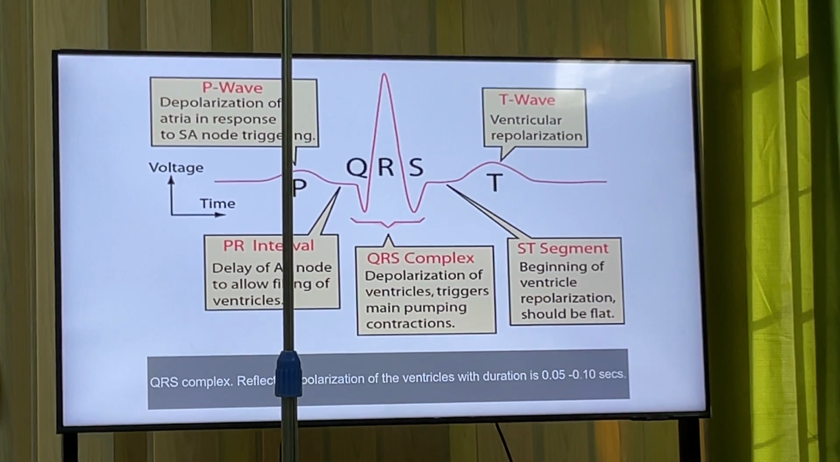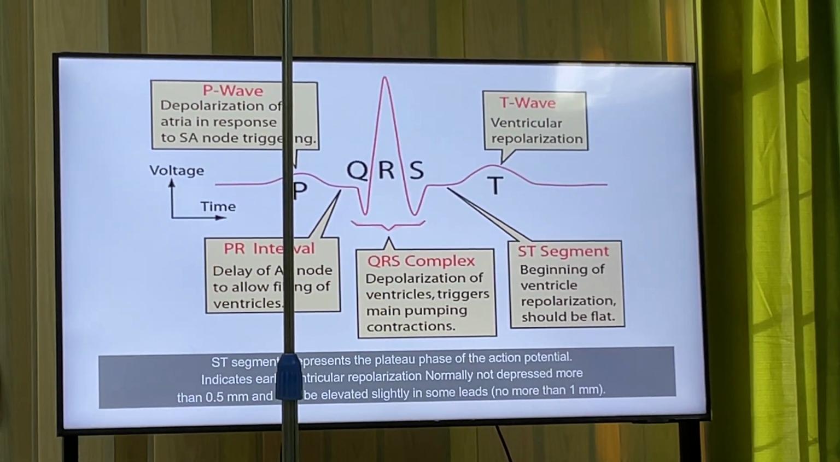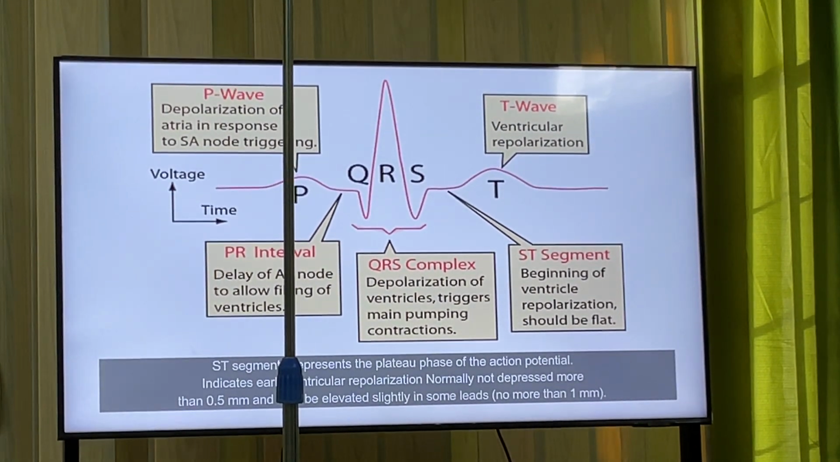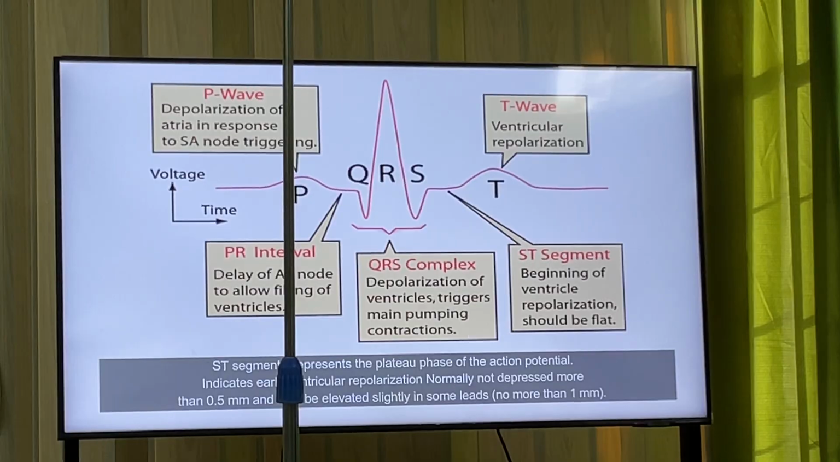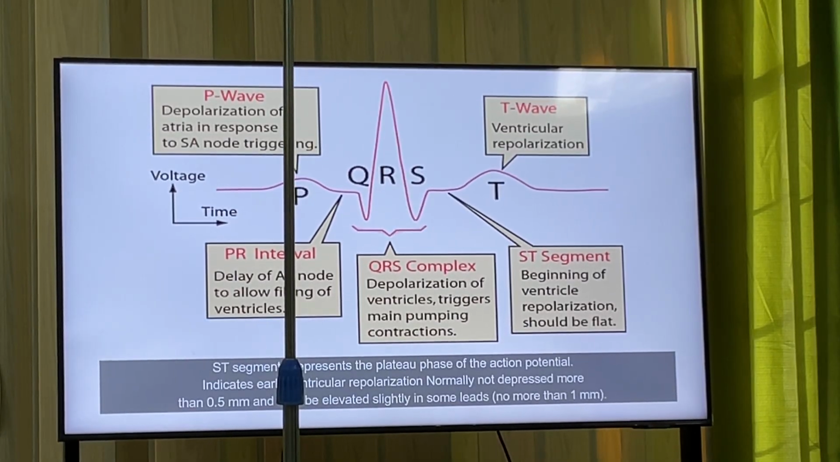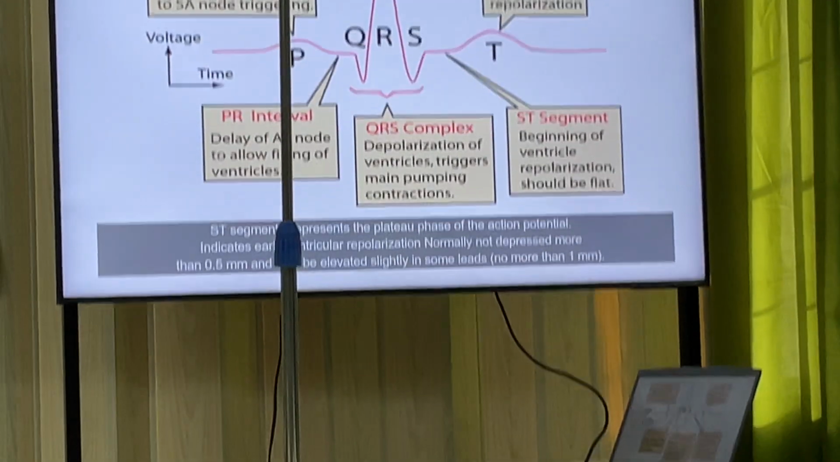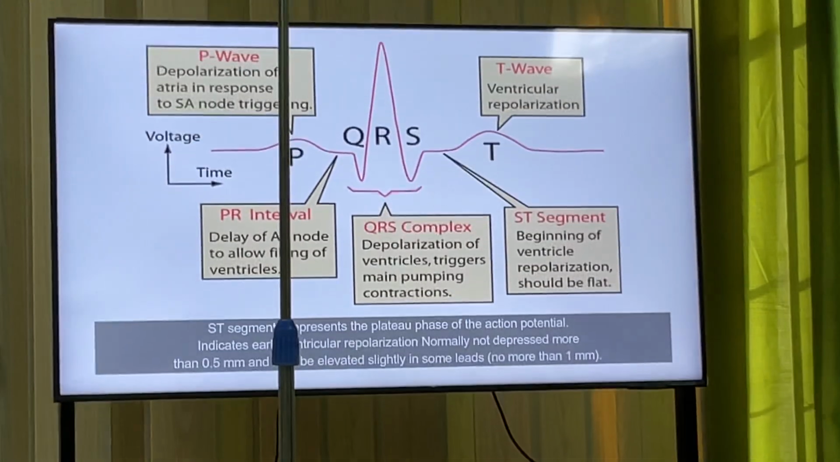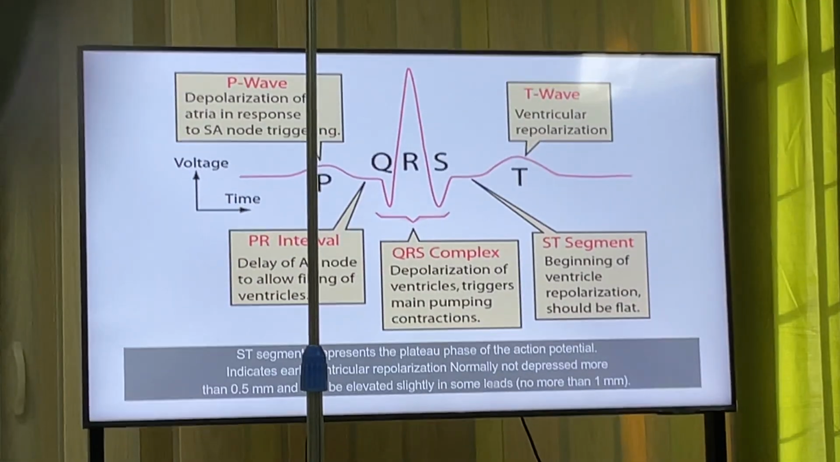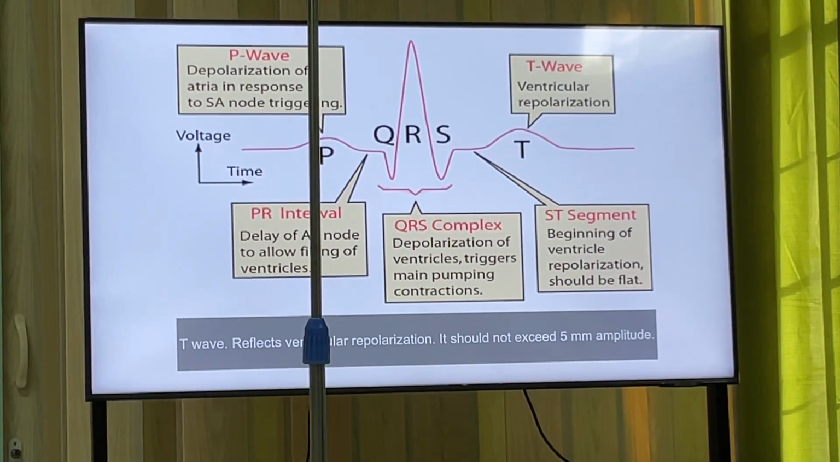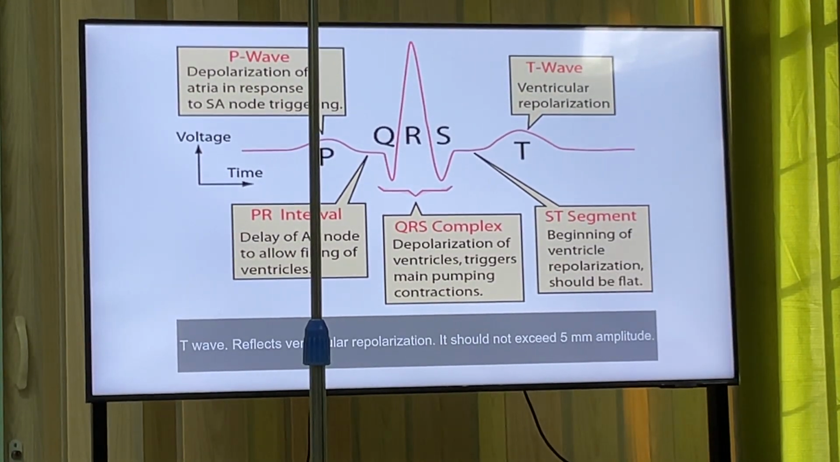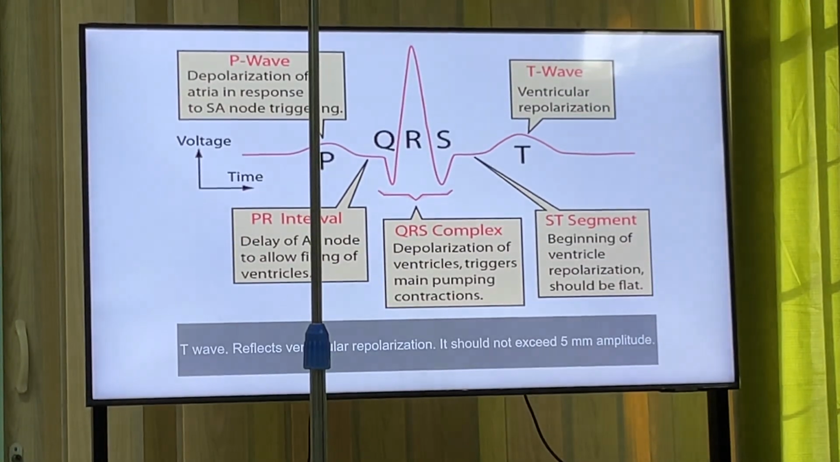ST segment. This represents the latter phase of the action potential, in which it indicates early ventricular repolarization, normally not depressed more than 0.5 millimeters in length, and may be elevated slightly in some leads, but no more than 1 millimeter in length. The T wave reflects ventricular repolarization, wherein it should not exceed 5 millimeters in amplitude.